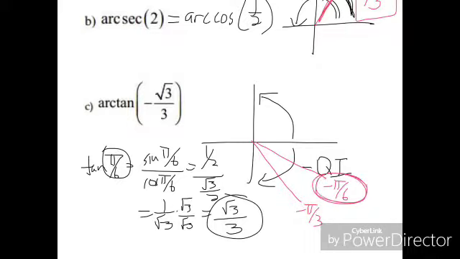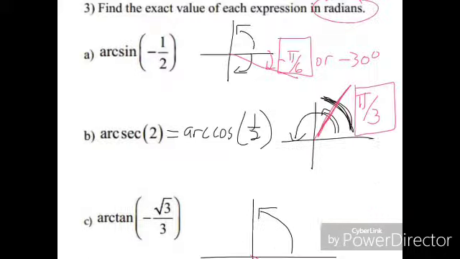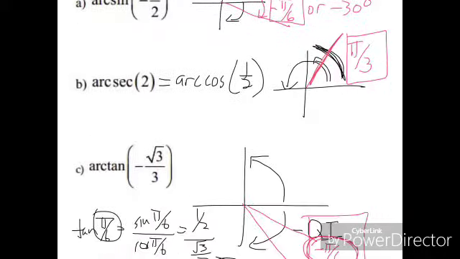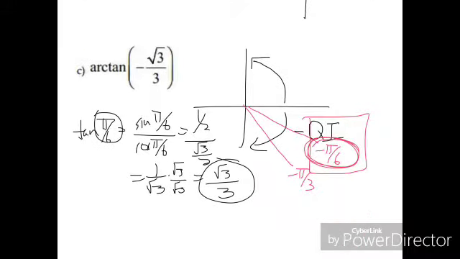Now we know that we're in the negative quadrant 1 because that's where arctangent lives. So let's put a box around that. So our answers for this problem, we have negative pi sixths, we have positive pi thirds, and we have again negative pi sixths. All right, next question.